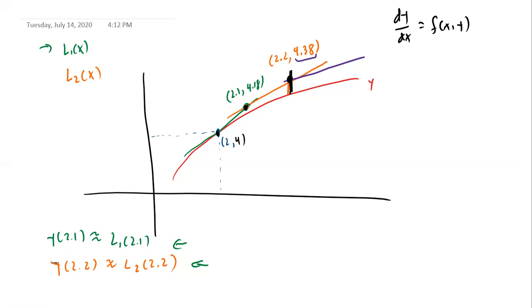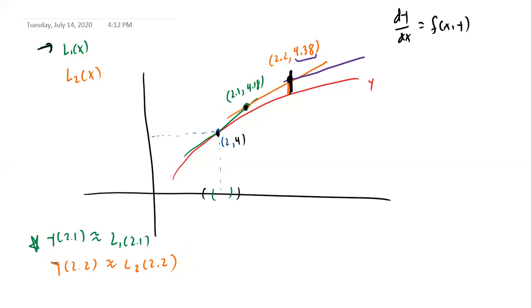Now we use that, as you do in Calc 1, to approximate y of 2.1. Why? Because for x values really close to 2, L1 is a good approximation. So that's what we wrote here. Now, let's say we also wanted to approximate y of 2.2. Well, instead of just using the same L1, since, as I mentioned, the further away you move from 2, the worse the approximation is going to be using this linear approximation, what did we do?